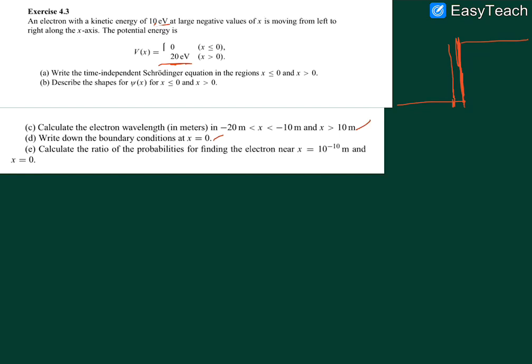Okay, so kinetic energy of electron is given to be E naught, so that is 10 eV, and the step potential 20 eV, we are taking it to be V naught.